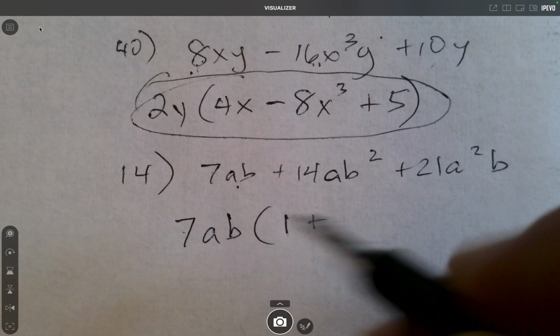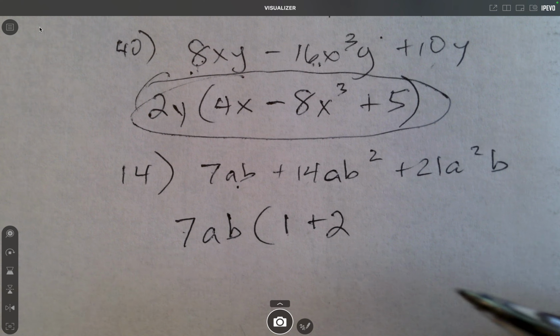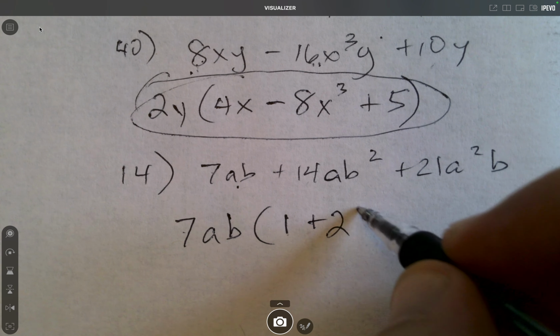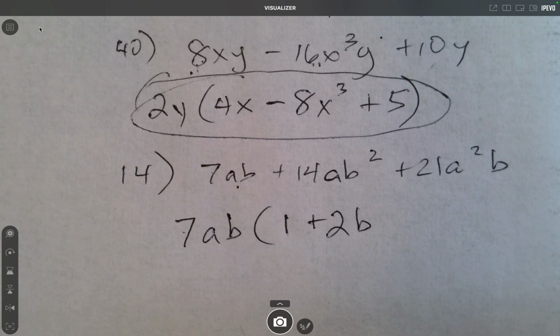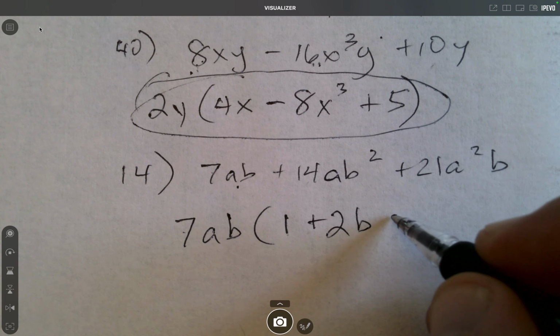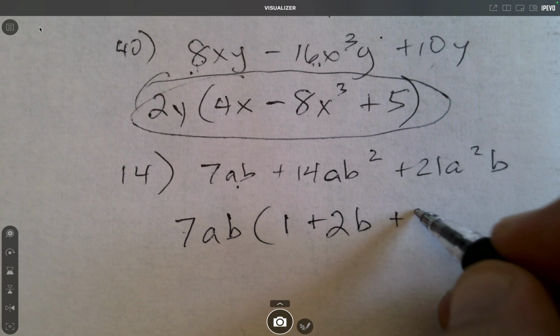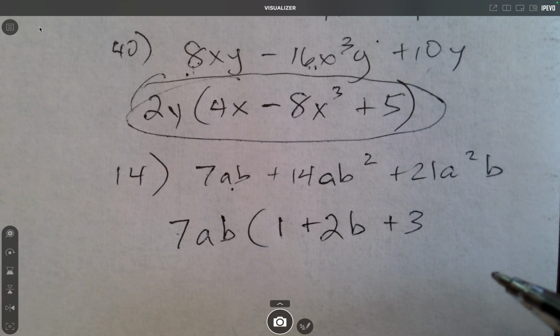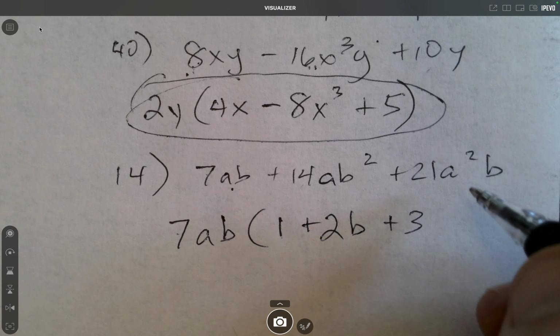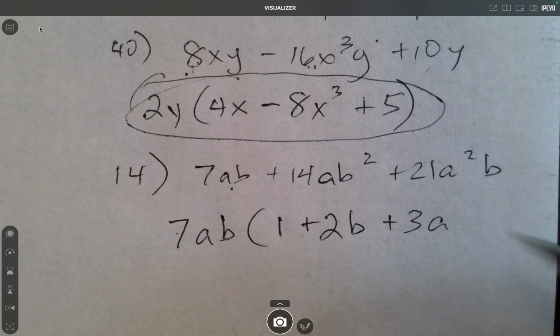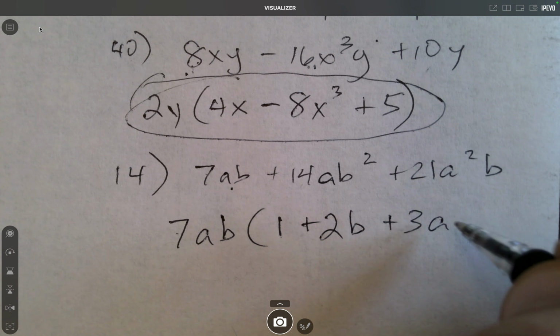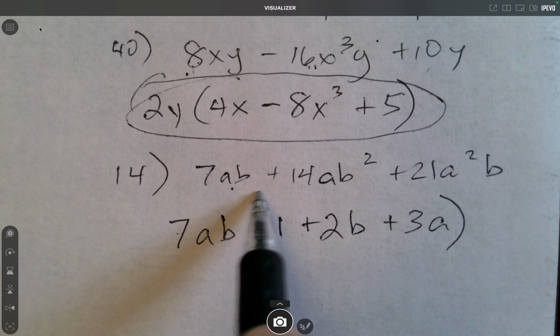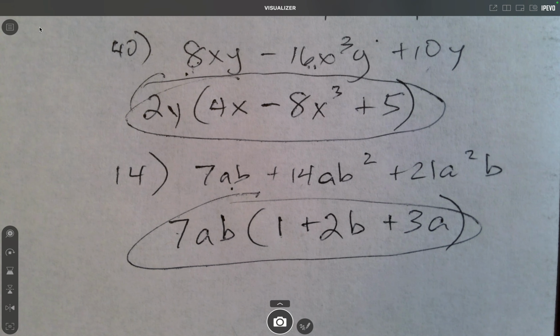Okay, 14 divided by 7 is 2. We took away the a, so it's gone. We took away 1b, so we're down to just b. 21 divided by 7 is 3. We took one of the a's away, leaving one left over. We took its only b away, so that leaves that as our answer.